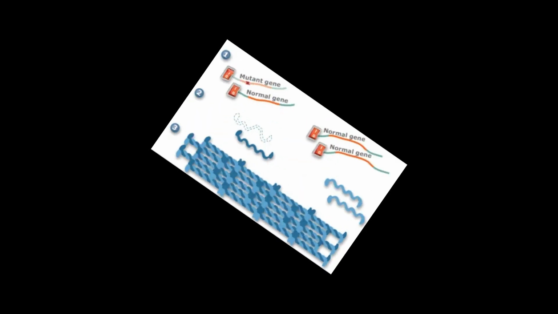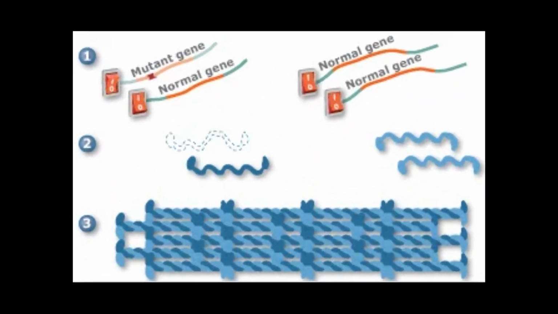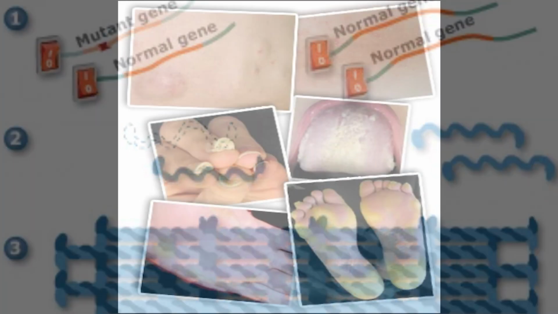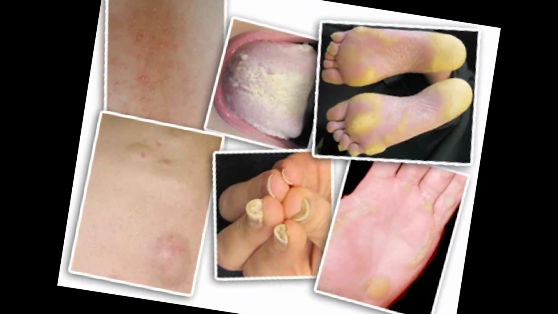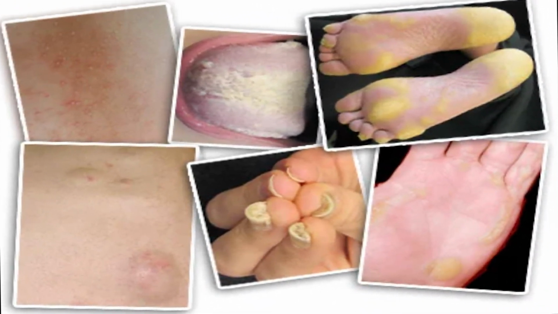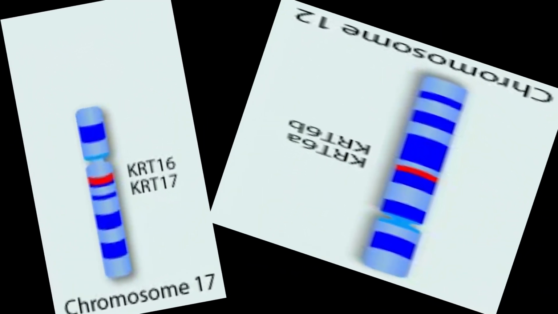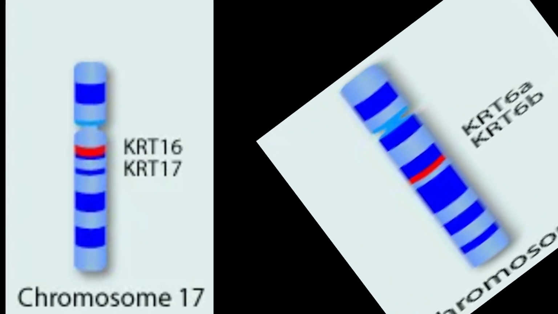Pachyonychia Congenita, PC, is a rare genetic disorder that primarily affects the skin, nails, and mouth. It is caused by a mutation in any one of 4 genes that code for keratin proteins. Keratins are proteins that form tough fibers that strengthen skin and things that grow out of the skin, such as hair and fingernails. Although mutations in different keratins can cause many disorders, only mutations in keratins 6A, 6B, 16, and 17 are linked to Pachyonychia Congenita.